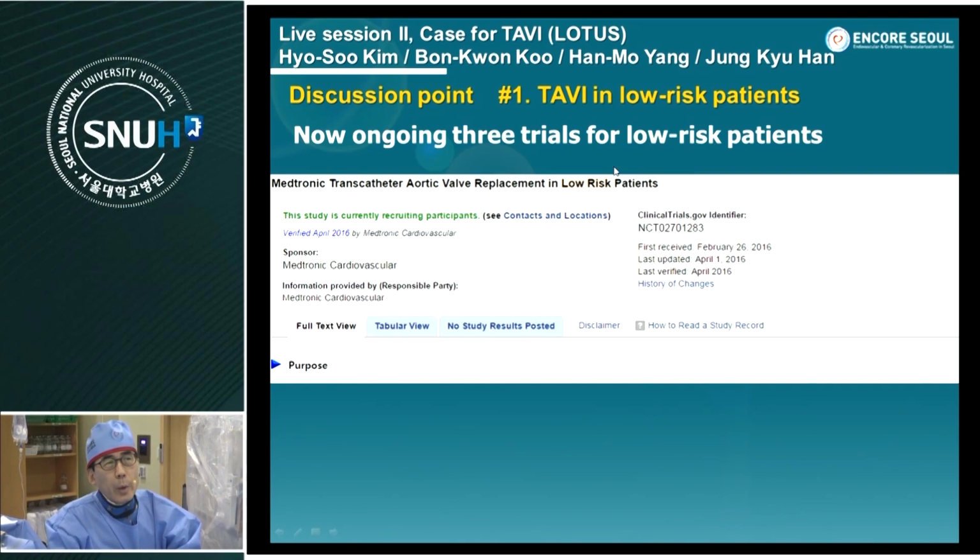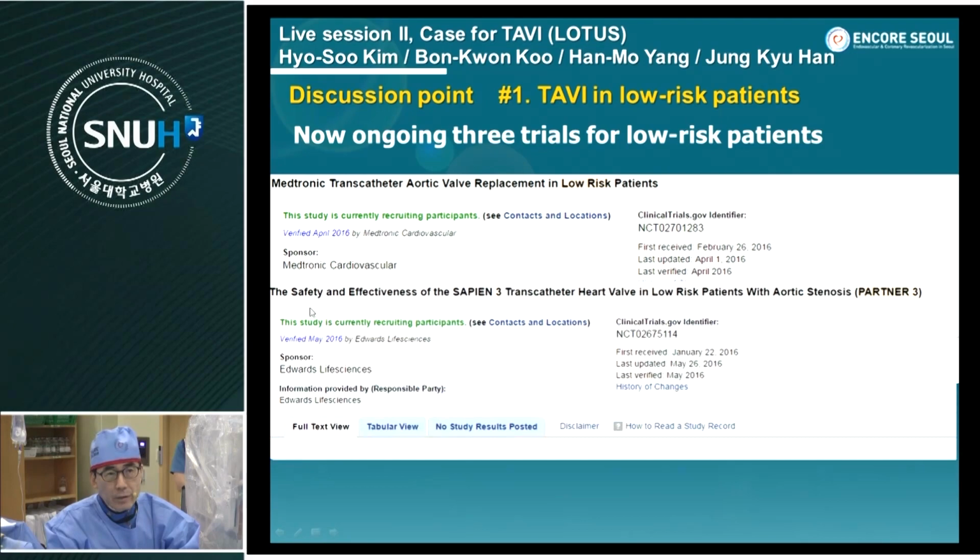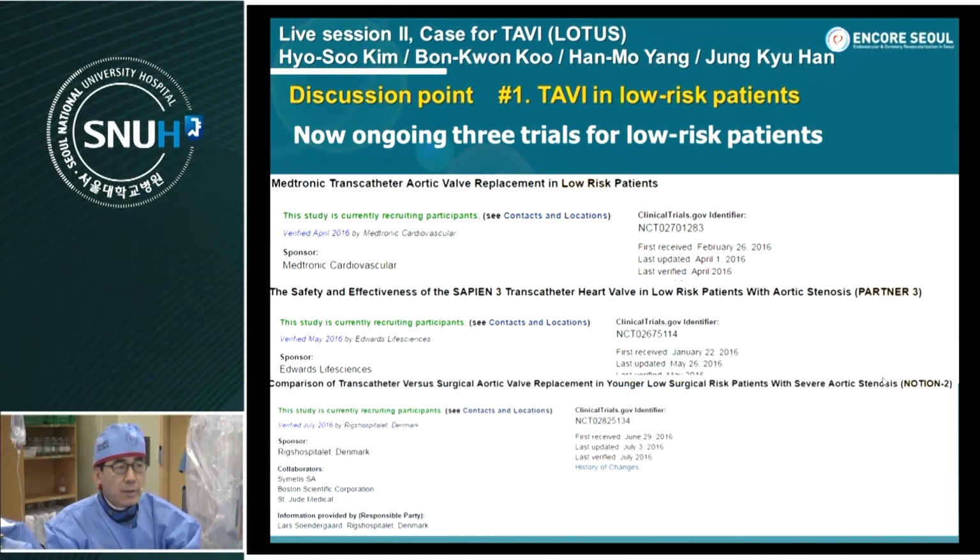These are the ongoing 3 clinical trials for TAVI in low-risk patients. The first one is the Medtronic low-risk RCT. The second one is Edwards PARTNER 3 RCT. Third, NOTION 2 RCT.